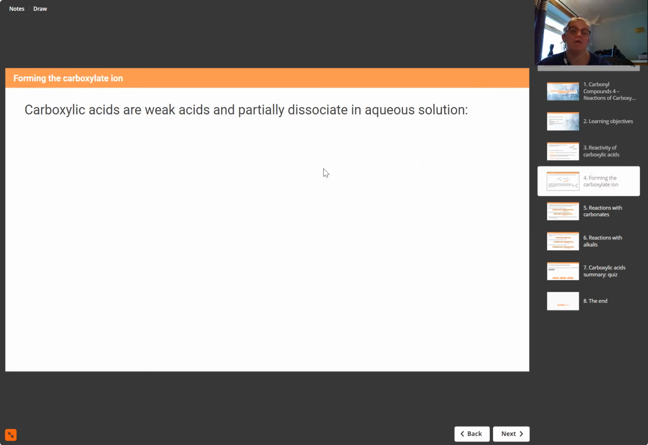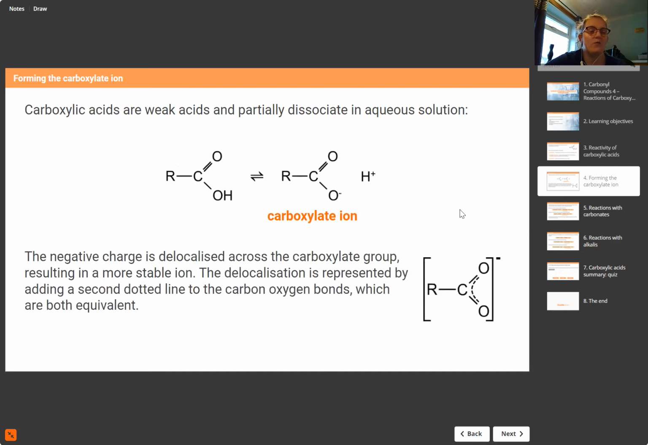So if we were to form a carboxylate ion from a carboxylic acid, this can happen because these carboxylic acids are weak acids, and they actually partially dissociate in aqueous solutions. So here we've got our carboxylic acid and our carboxylate ion. And what happens is that negative charge is delocalized across the carboxylate group, and it results in a more stable ion. The delocalization is represented by adding a second dotted line that you can see here between the two oxygen to the carbon-oxygen bonds, which are both equivalent to each other. So that is how we could represent that.